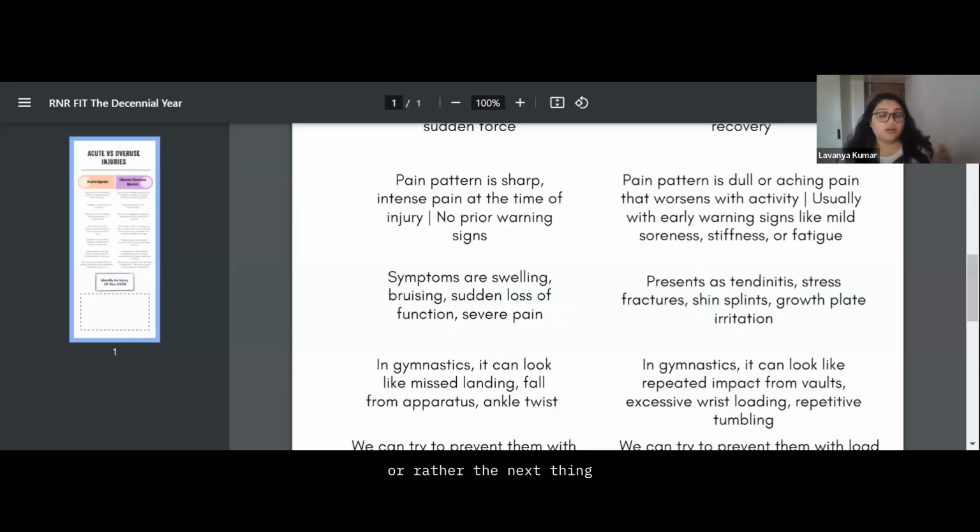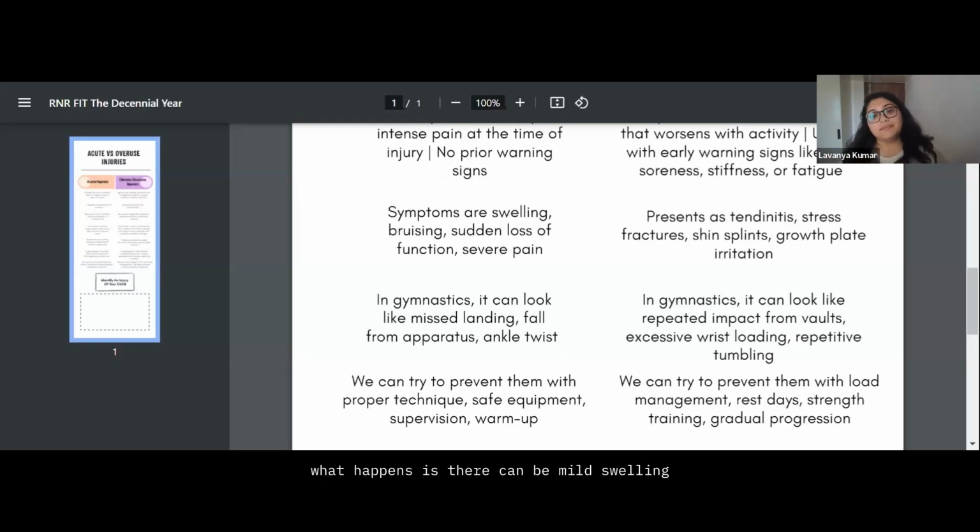This is the next thing. Here in acute pain, there can be mild swelling in the region after the impact has happened.